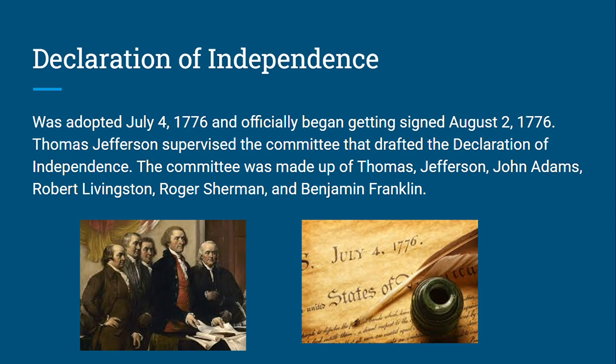Declaration of Independence. This was adopted July 4th, 1776, and officially began getting signed August 2nd, 1776. Thomas Jefferson supervised the committee that drafted the Declaration of Independence. The committee was made up of Thomas Jefferson, John Adams, Robert Livingston, Roger Sherman, and Benjamin Franklin.